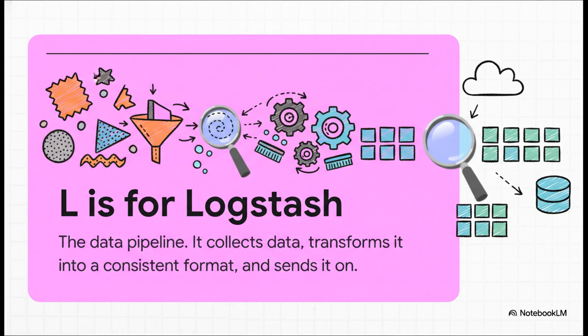Okay, so if Elasticsearch is this super fast digital library, how do all the books, the data, actually get on the shelves? Well, that's where L for Logstash comes in. Logstash is the data workhorse. It's this pipeline that can grab data from pretty much any source you can think of, but its most important job is to process that data. It cleans it up, makes sense of all the different formats, and gets it ready before shipping it off to Elasticsearch. It's the part that turns that chaotic mess into one clean, unified stream.